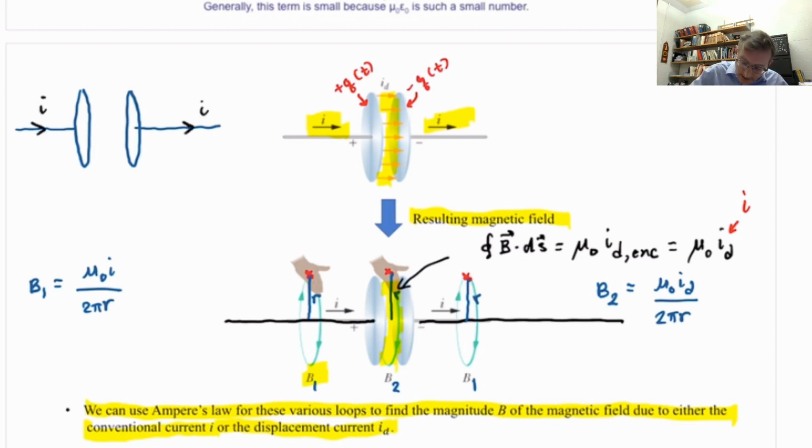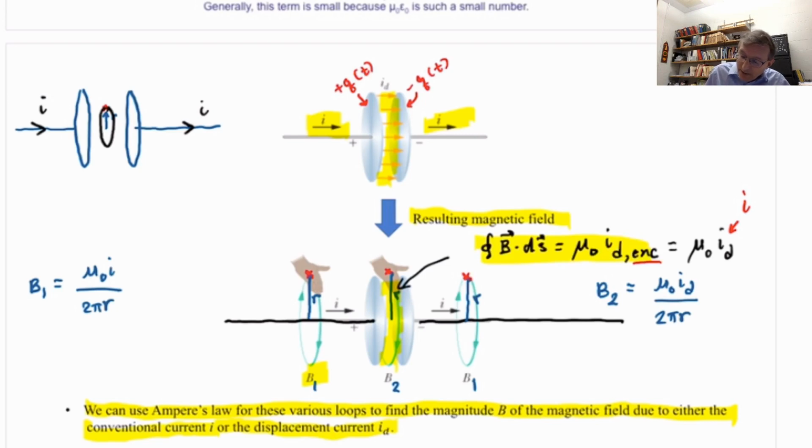What if I pick a point in the region between the plates, but only part way out? So now this distance r is less than the radius of the plates. I can still apply the modified Ampere law to a loop and integrate around and use this result right here. But I have to include then only the displacement current that is encircled by the loop.